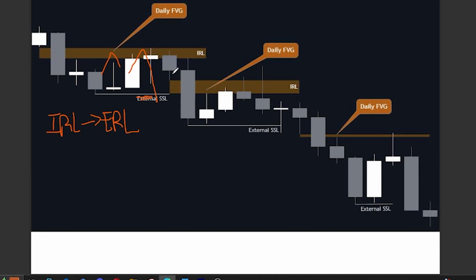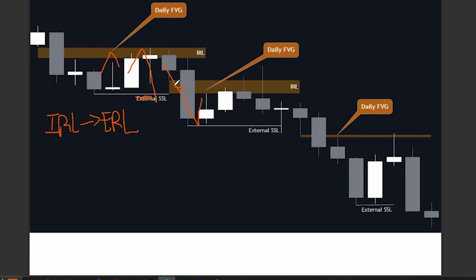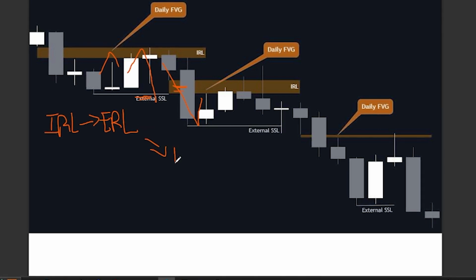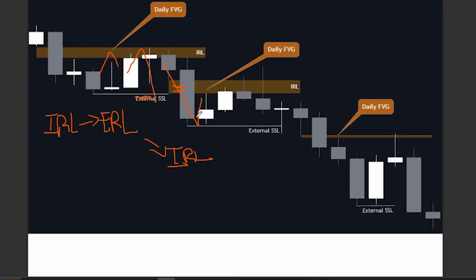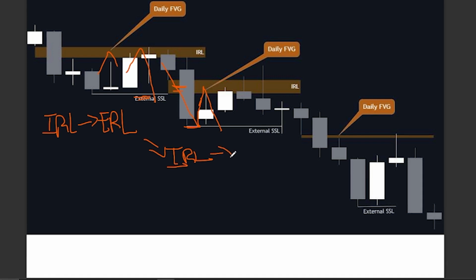Now let's move forward. So now we pushed the price through external liquidity and again retested this fair value gap. So now again we went from external to internal liquidity. Now let's see what happens again. We rejected off this fair value gap and came and took this external liquidity. Are you seeing a pattern here? From internal to external again.